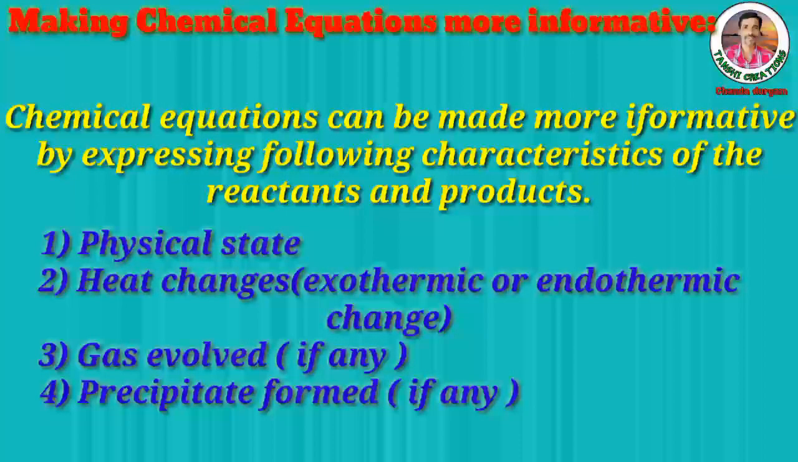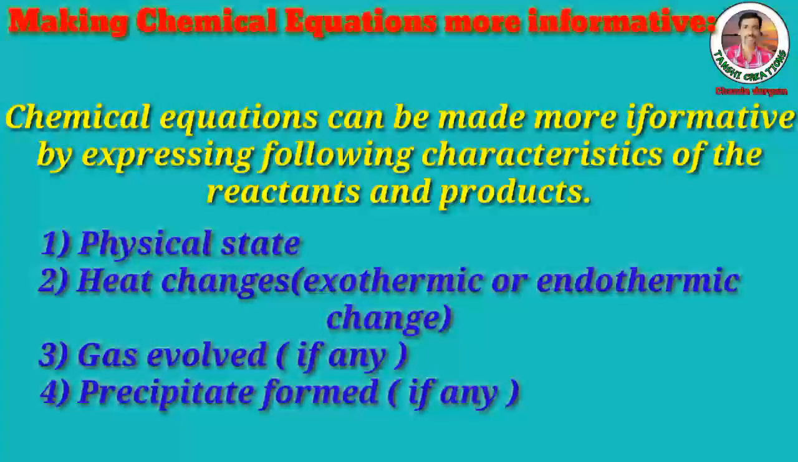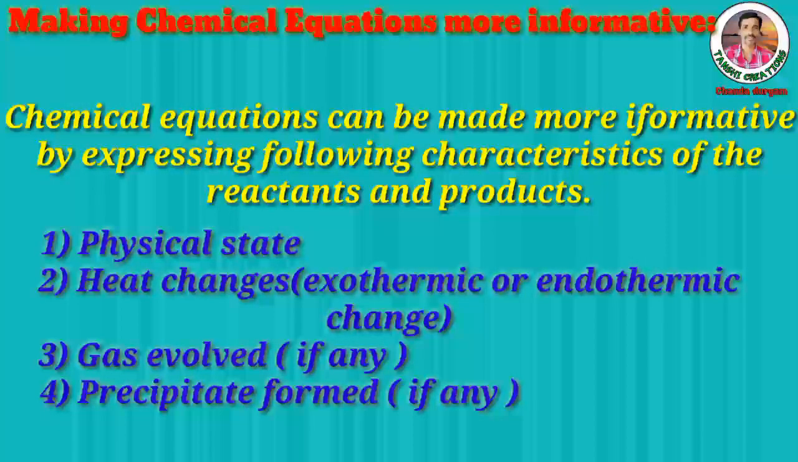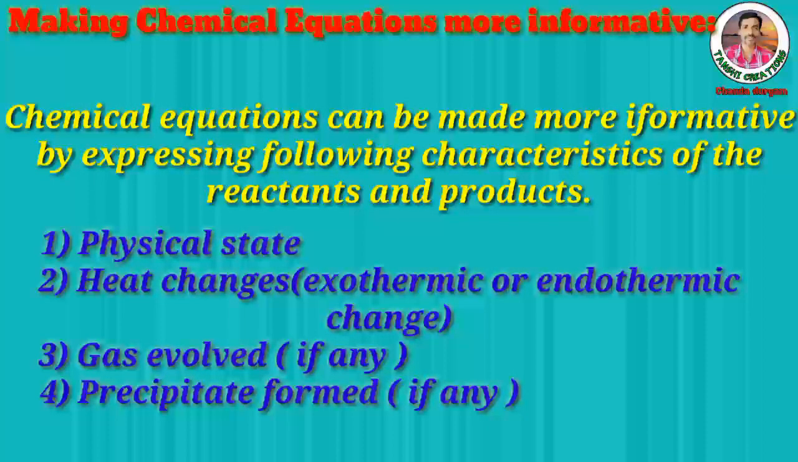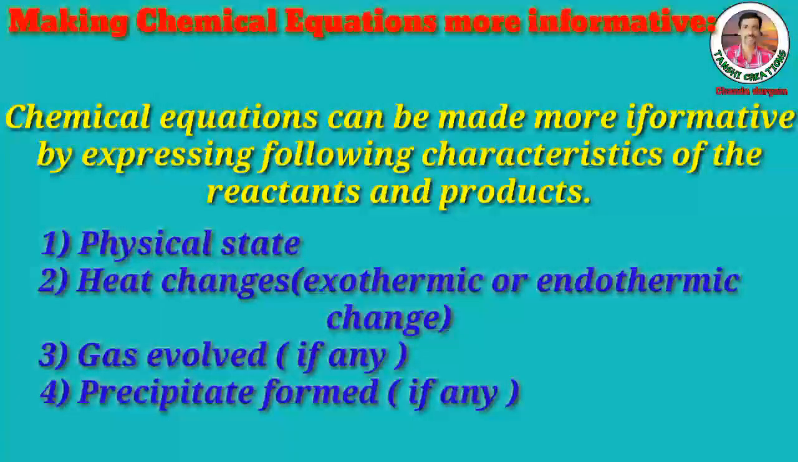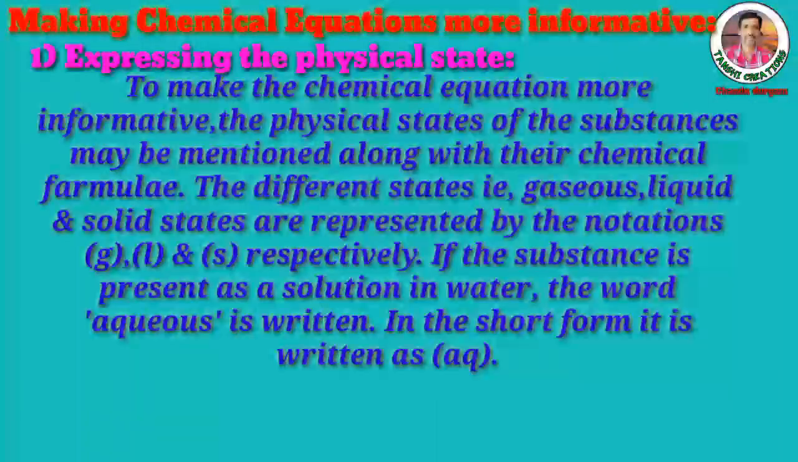Now, making chemical equations more informative. Chemical equations can be made more informative by expressing the following characteristics of the reactants and products. These are: number 1, physical state; number 2, heat changes, exothermic or endothermic change; number 3, gas evolved if any; number 4, precipitate formed if any. We learn these points clearly one by one.